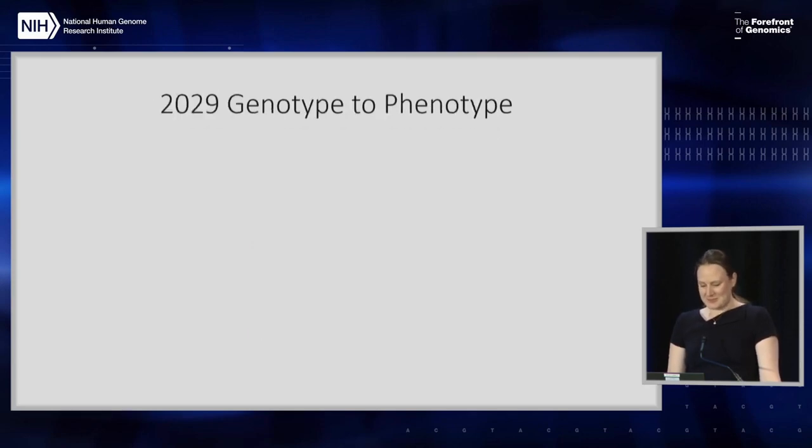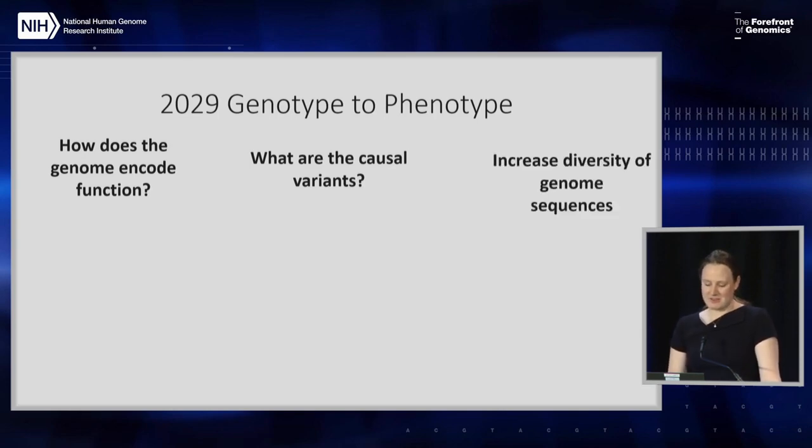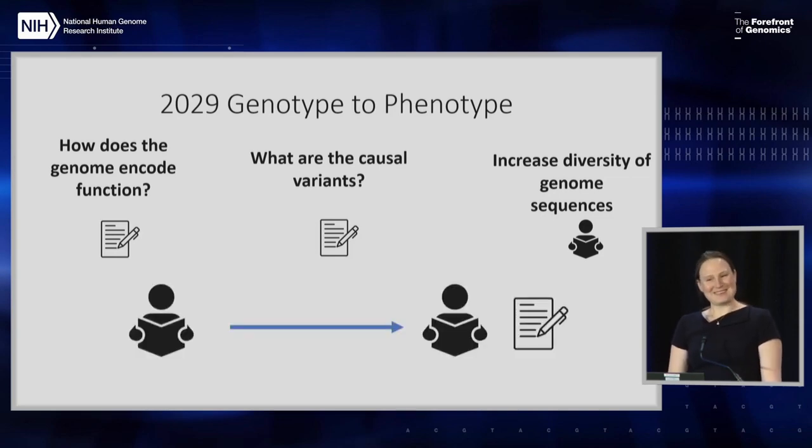And so in conclusion, my hope for 2020 is that we need to address 3 key questions. How does the genome encode function? What are the causal variants? And we also need to increase genome diversity. And I think to achieve all of these goals, well, we can read genomes to increase diversity, but to address these first 2 questions about function and causal variants, we need to be writing and manipulating genomes at massive scale. And that requires us reading and writing at massive scale.